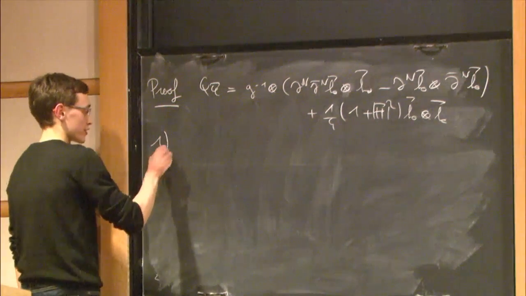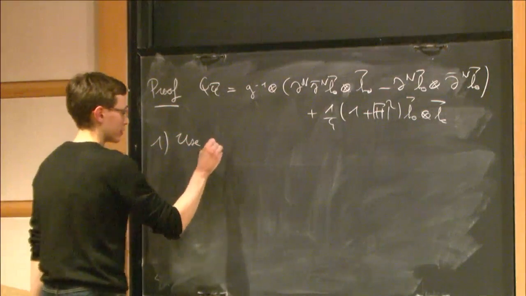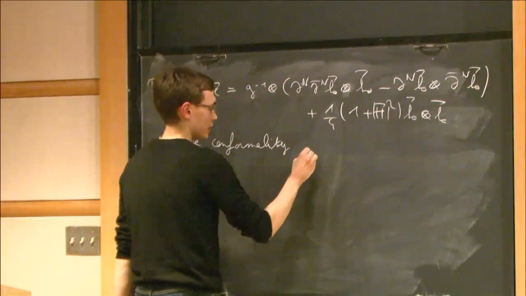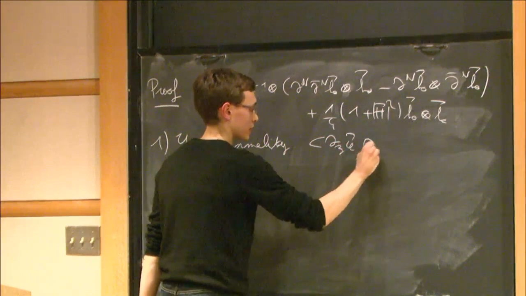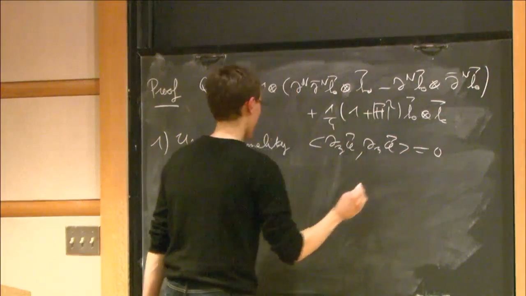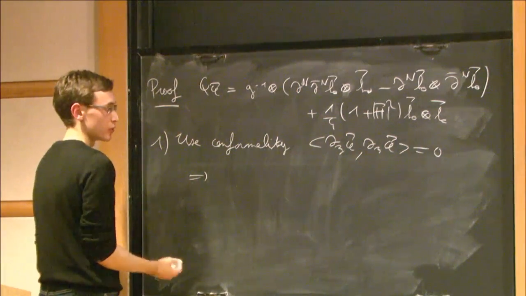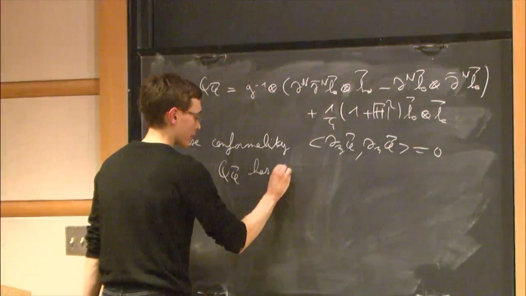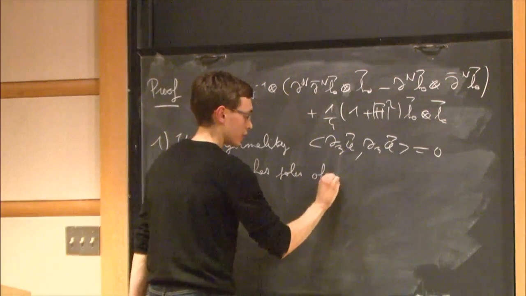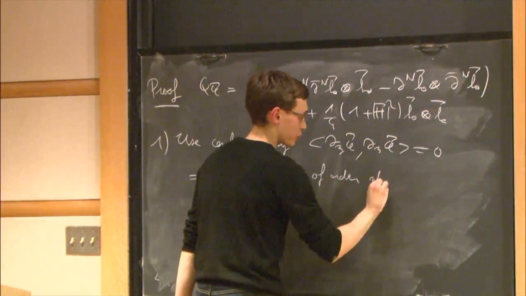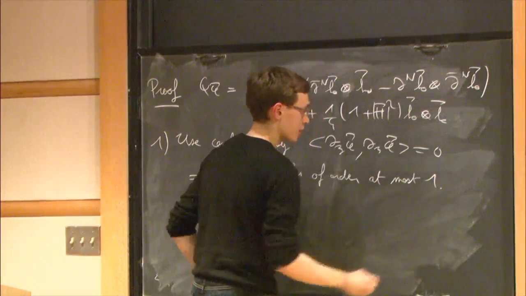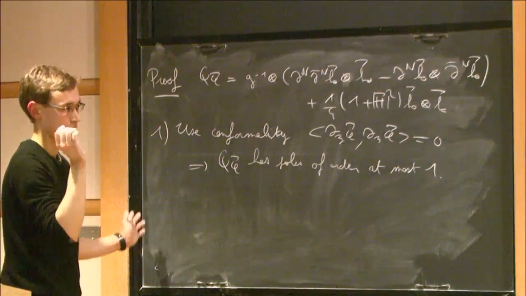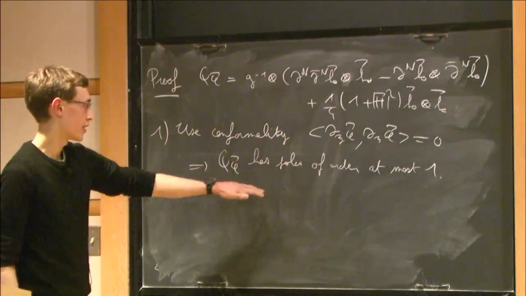And so the first step is to use the conformality of phi, that is just this relationship, and then you can already reduce the order of the poles, and then you see directly that Q phi has poles of order at most 1. So here we assume that we have a true Willmore sphere, and our Willmore surface, it's just about a Taylor expansion at branch points.